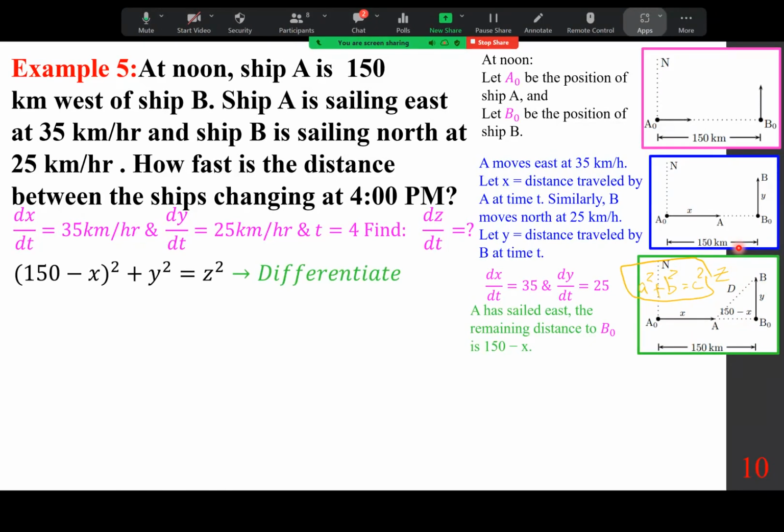And so when we do that, we are practically done because we have to differentiate this with respect to T, or time. That's the main thing, setting up, coming up with the proper equation. So let's differentiate with respect to time. The exponent becomes the coefficient, 2 times the same thing to the power of 1, times the derivative of the inside, which is negative dx/dt, plus y squared gives 2y dy/dt, equals z squared gives 2z dz/dt.